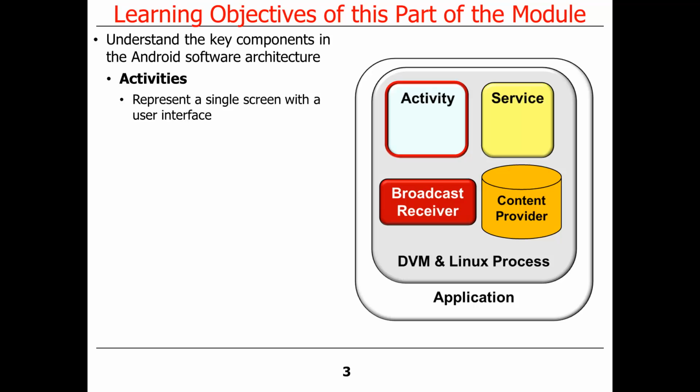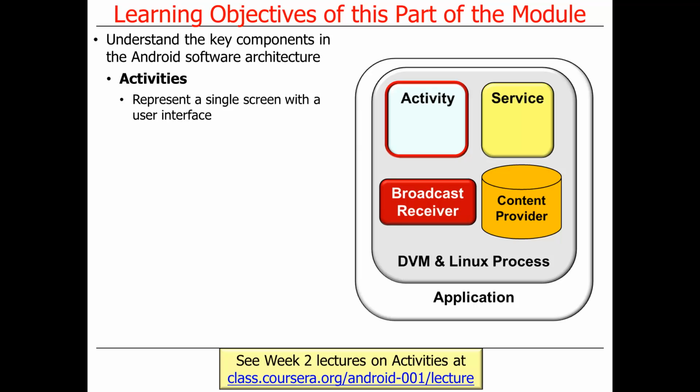And once you have that information, then you can process it and set a whole bunch of other things in motion that we'll talk about later. So an activity is basically a way to represent a single screen with a user interface. Usually, it doesn't have to be, but that's the most common thing.